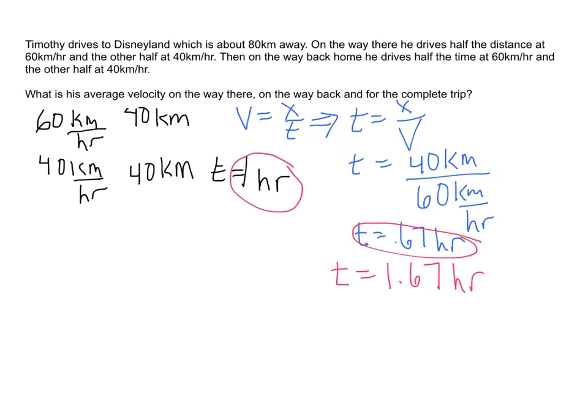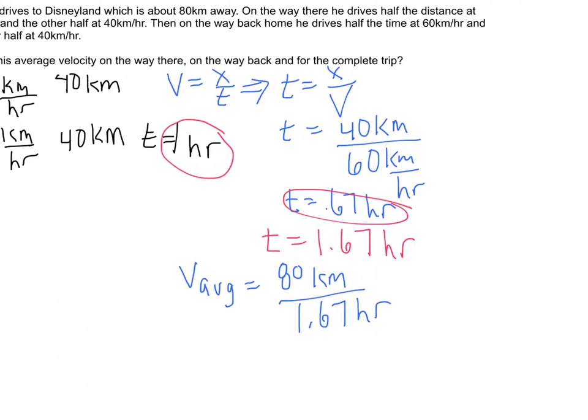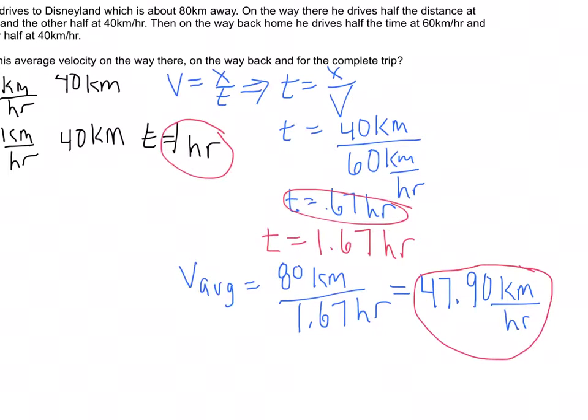That's how long it took Timothy to go the 80 kilometers to Disneyland. Now, the distance that he traveled, so we're looking for this average velocity. The distance he traveled was 80 kilometers, and it was divided by 1.67 hours. And that equates to 47.9 kilometers per hour.